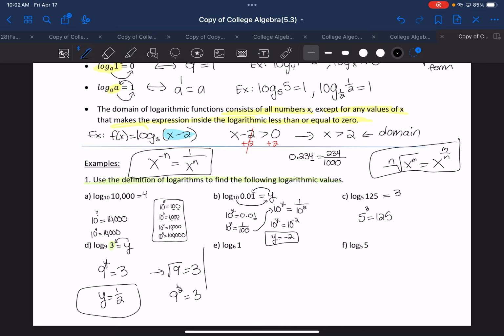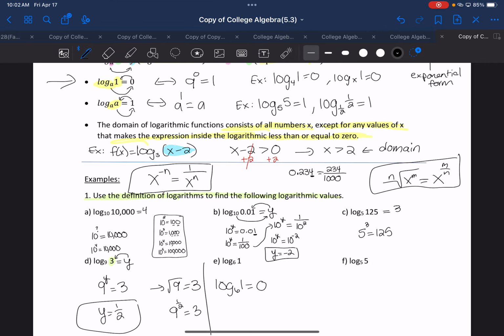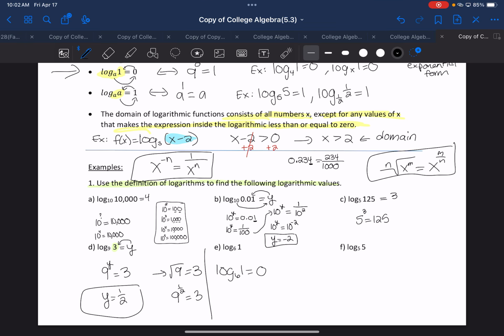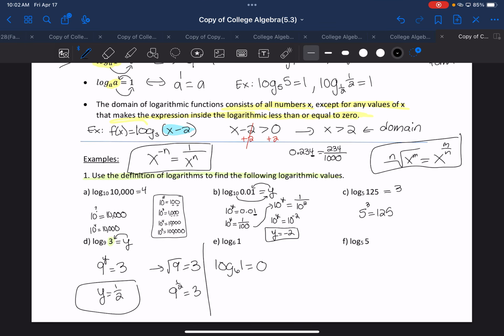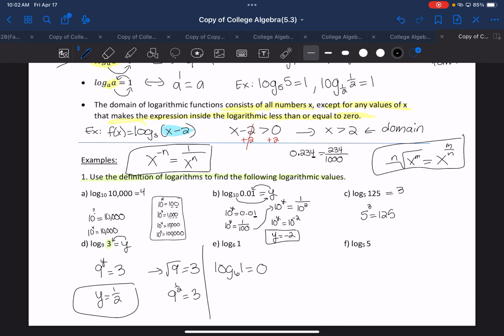Okay, E is log base 6 of 1. Remember what this is equal to? 0. Log base 6 of 1 is just 0 because of that property right there. And then F, log base 5 of 5, well, those two match. So this one's just equal to 1.